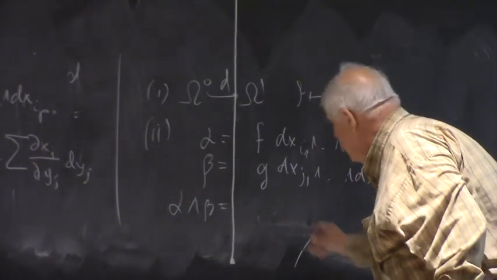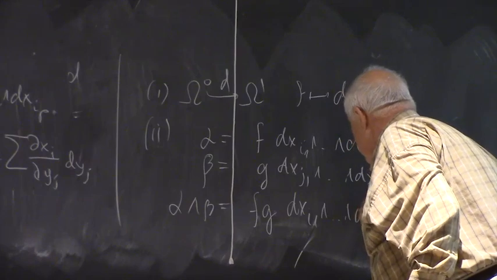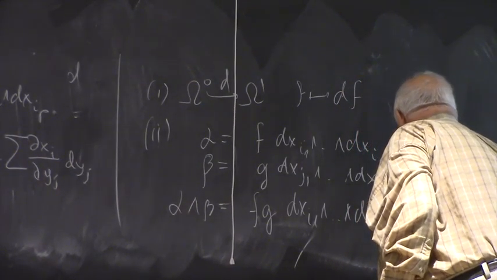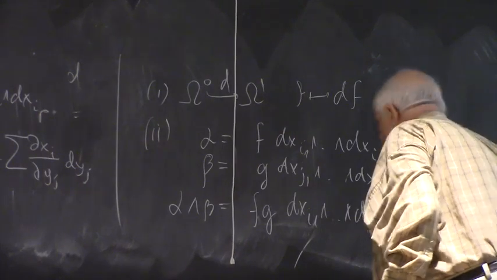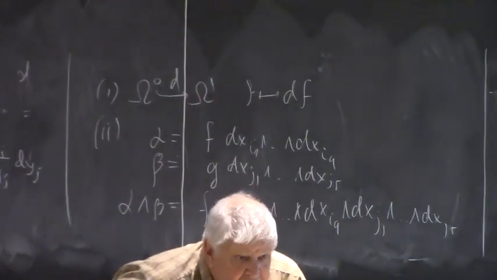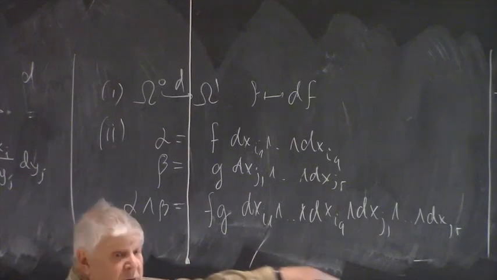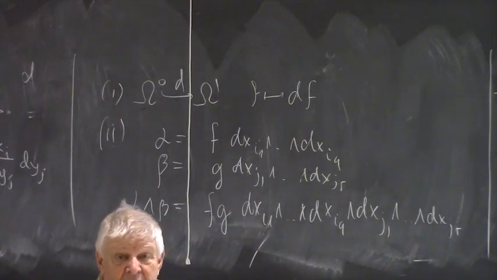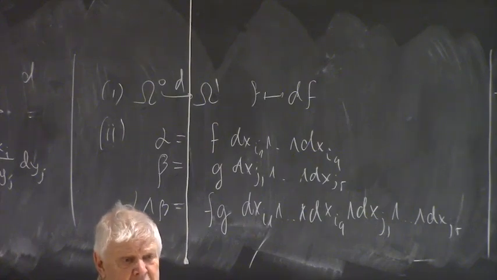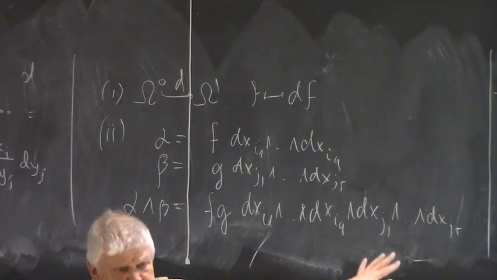So the result will be simply fg dx_{i1} ... dx_{iq} dx_{j1} ... dx_{jr}. And here I prefer not to pay any attention to the fact that actually there might be zero summands. It may be 0, simply if the sets of i's and j's have a common number, and the order is not right. We can switch the order, but this expression makes sense anyhow.